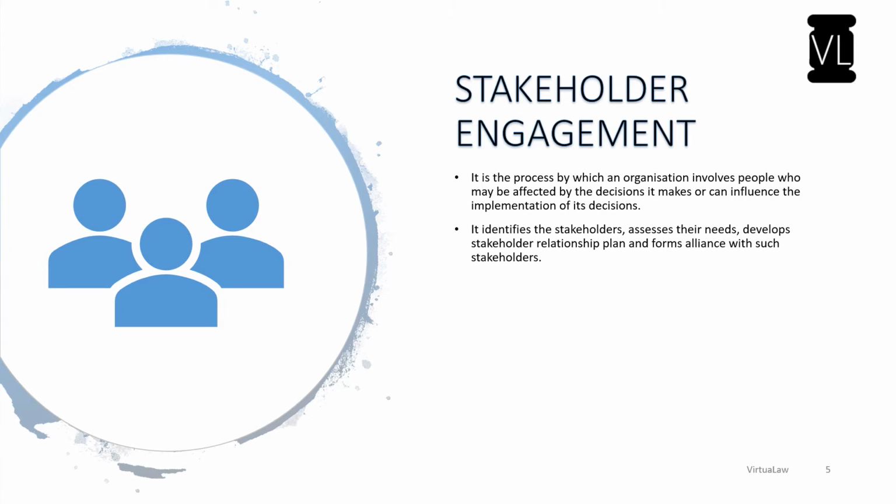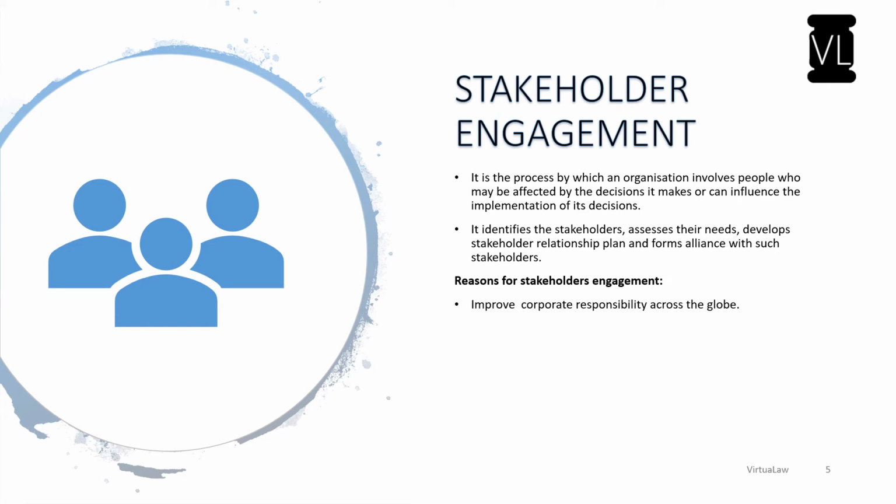So how do we do this part of stakeholder engagement? Firstly, we will identify the stakeholders, then we will assess what kind of requirements they have, and then we develop a stakeholder relationship plan with such identified stakeholders, and then we start forming alliances with such stakeholders. The final part, alliances, is nothing but engagement of a stakeholder. So we will go and develop a rapport, develop a dialogue with the stakeholder, try to understand what his requirements are, and then get back to our business and look into how we can help him in reaching his expectations from our own business.